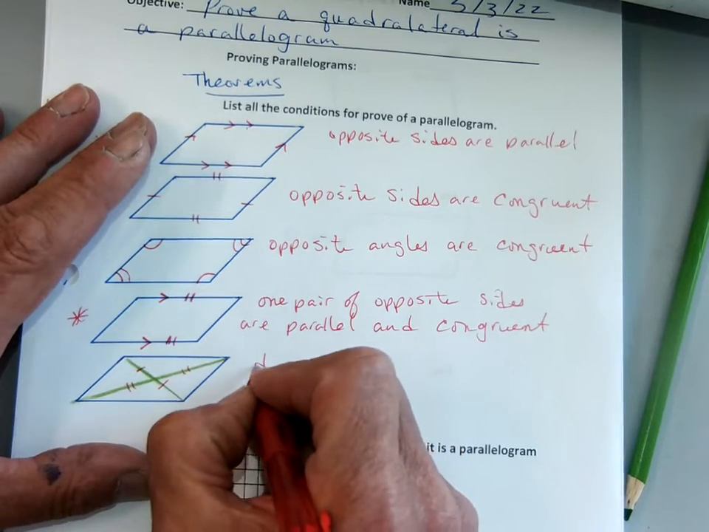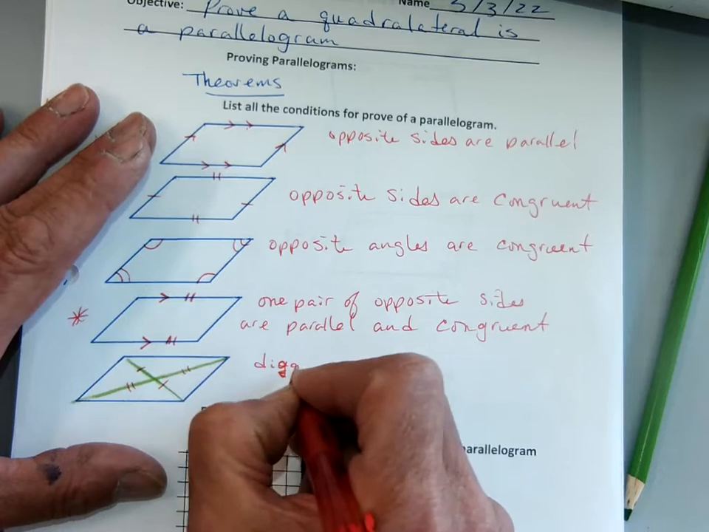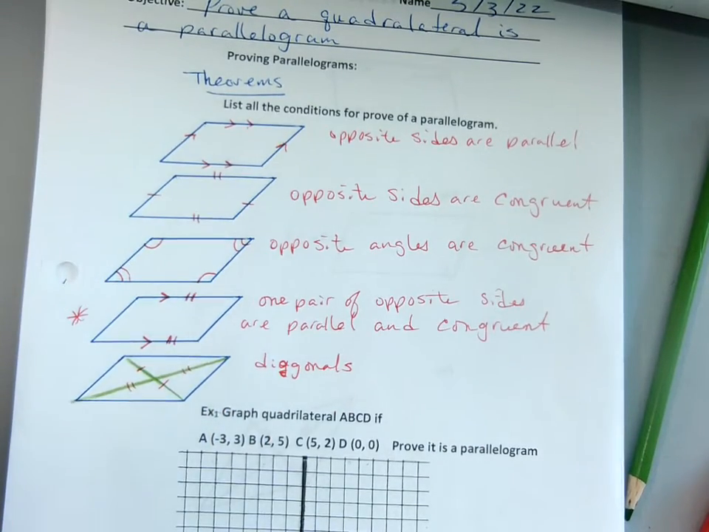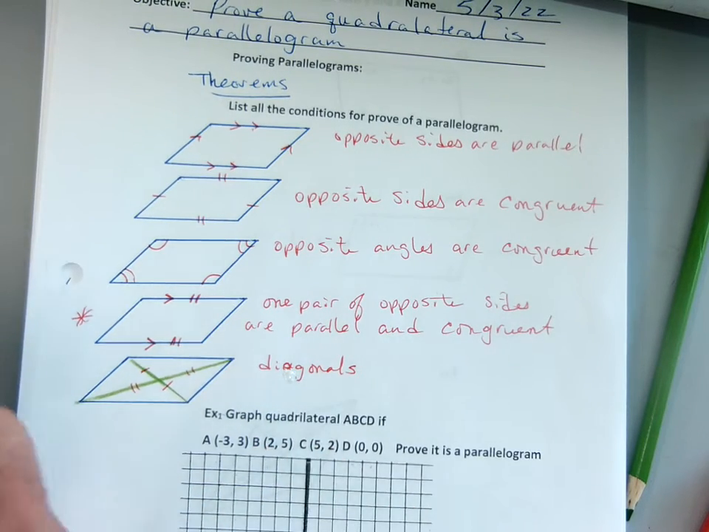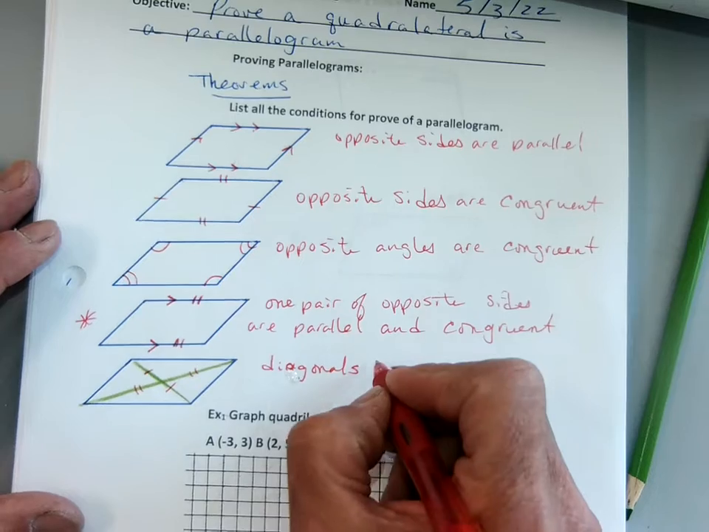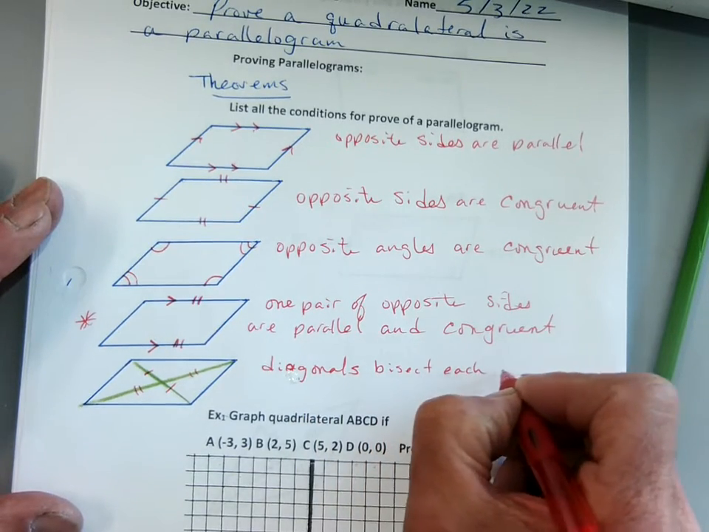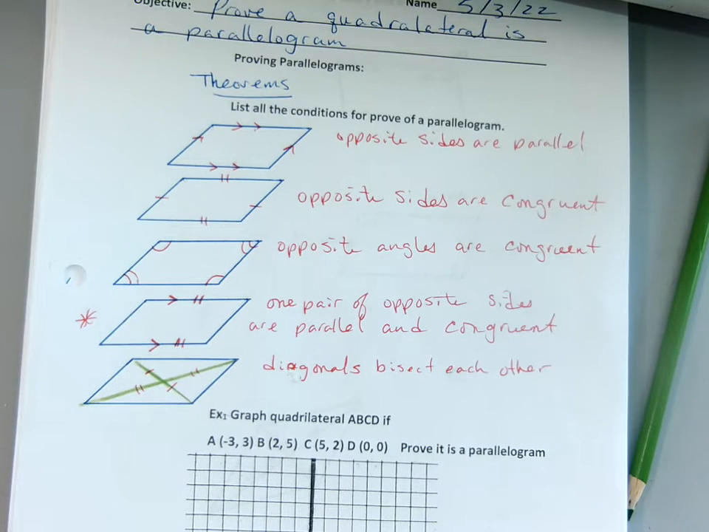So if diagonals, come on, Bill. Getting ahead of myself. If diagonals bisect each other, then we know it's got to be a parallelogram. Okay, so those are the 5 ways we're going to prove something. And we just need to show that and then write a statement.